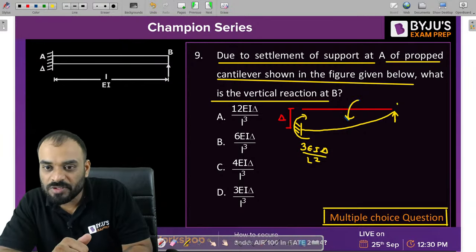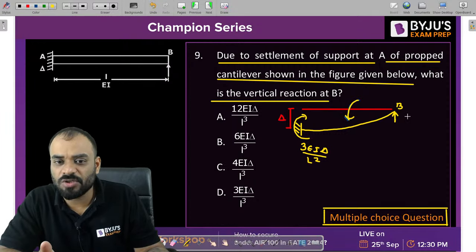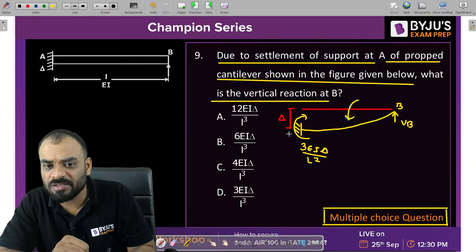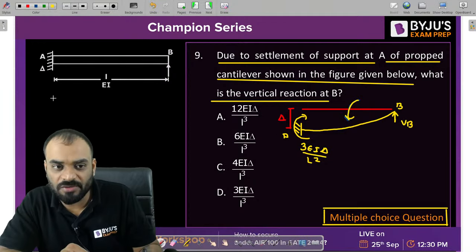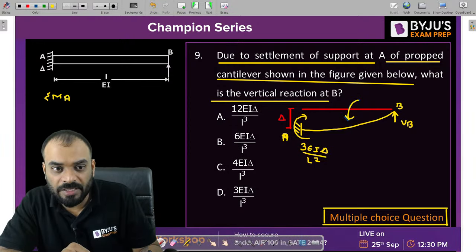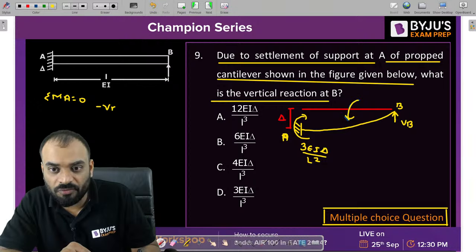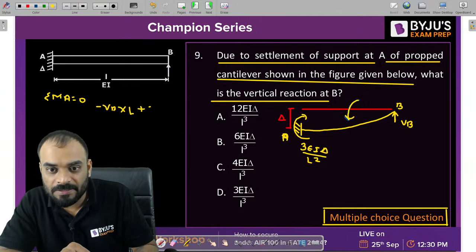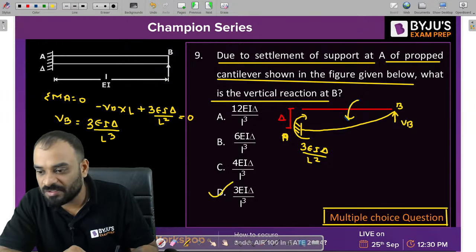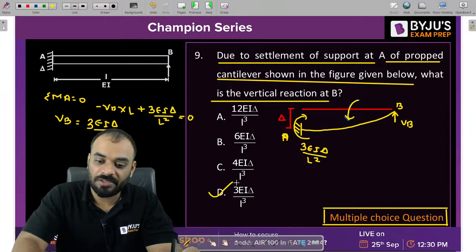Now guys, let us suppose this point B, at point B we can make the summation of moment equal to 0. And our task is to find out the VB value. Okay. So what we can do guys, let's make the summation of moment at A equal to 0. Then it will be better. So minus VB multiplied by L plus 3EI delta by L square, and it should be equal to 0. So VB is equal to how much? If you solve it, you will get 3EI delta by L cube. So which one is the correct answer? D is the correct answer for the problem. Correct? D is the correct answer.